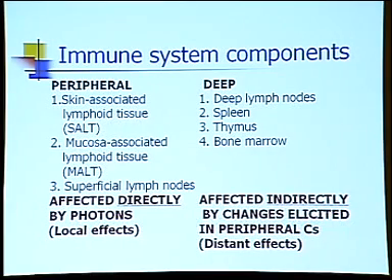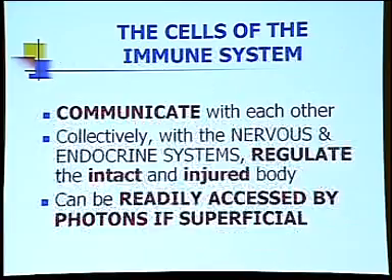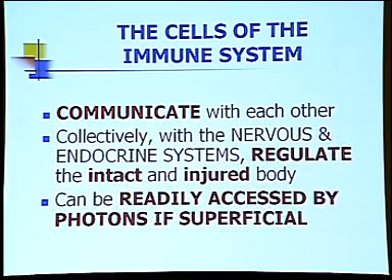All these, the light can get to easily, so they're affected by it directly, and you get lovely local effects. The deeper things, the light can only get to indirectly. The light can't get to all parts of the body if I just treat that. But by treating this area, I can get substances released that will indirectly affect the body. Distant effects occur. Remember, the cells communicate with each other.